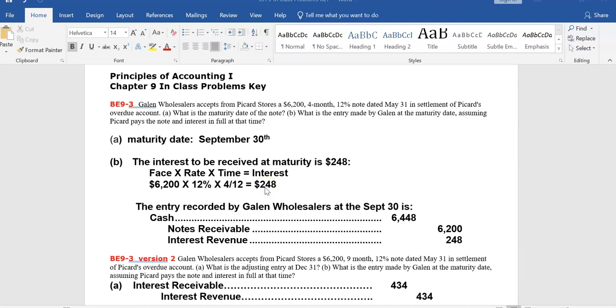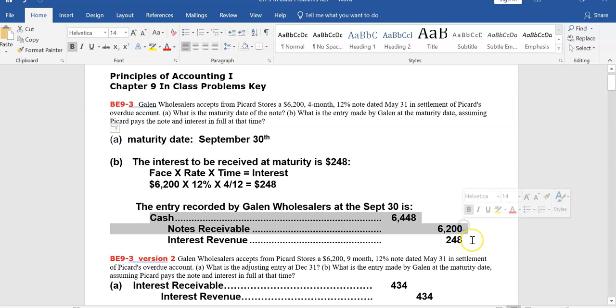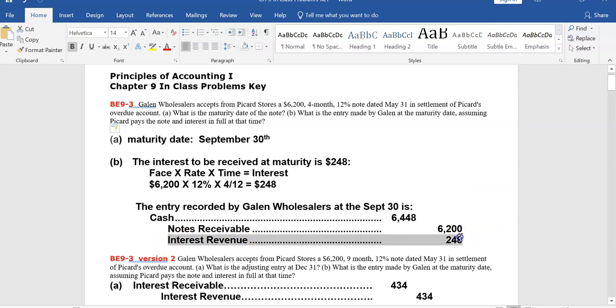When Galen receives payment from Picard on the 30th of September, they will receive $6,200 for the note plus $248 in interest. They will receive total cash of $6,448. That cash being received is paying off the note receivable, so we need to decrease notes receivable with a credit, and we record the $248 as interest revenue for Galen.